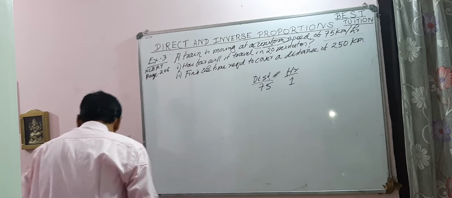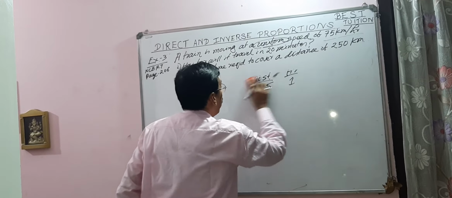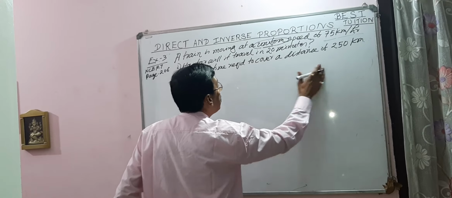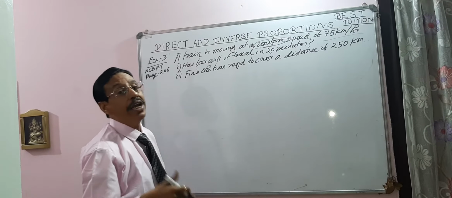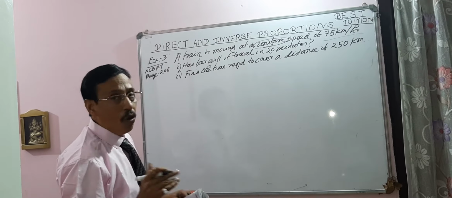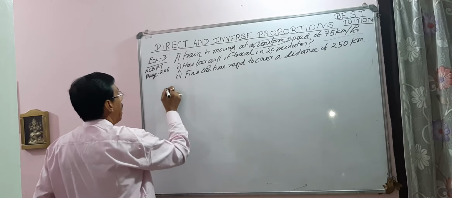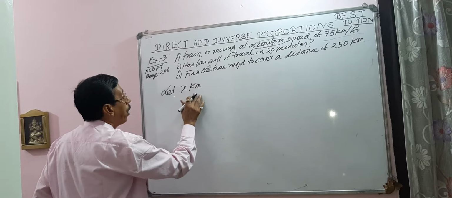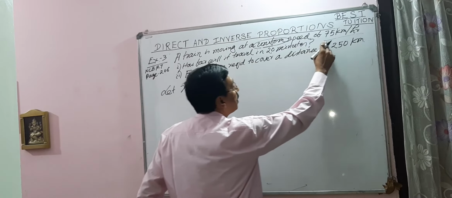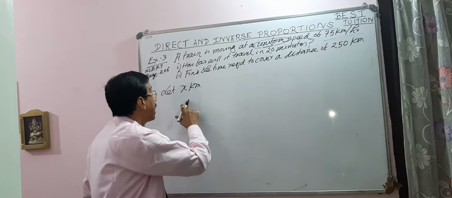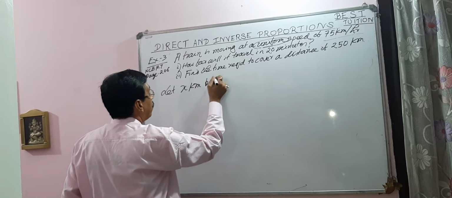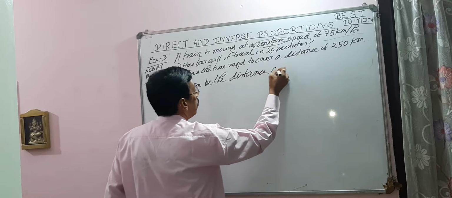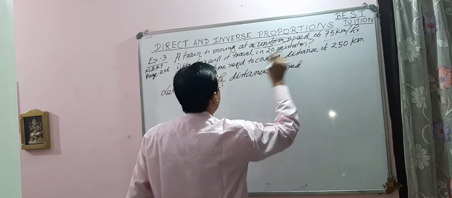Okay, let us read what we have to find out. How far will it travel in 20 minutes? It means that 20 minutes is given. We have to find out the distance traveled. So I shall write first, let x kilometer. Why kilometer? Why not centimeter? Why not meter? Here it is given 75 kilometers. So I shall write, let x kilometer be the distance covered in 20 minutes.